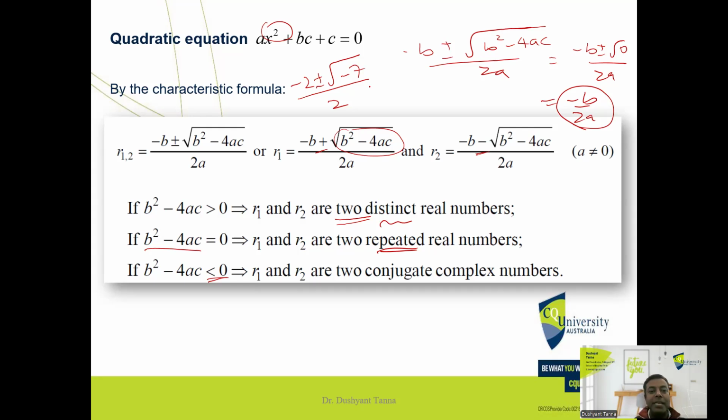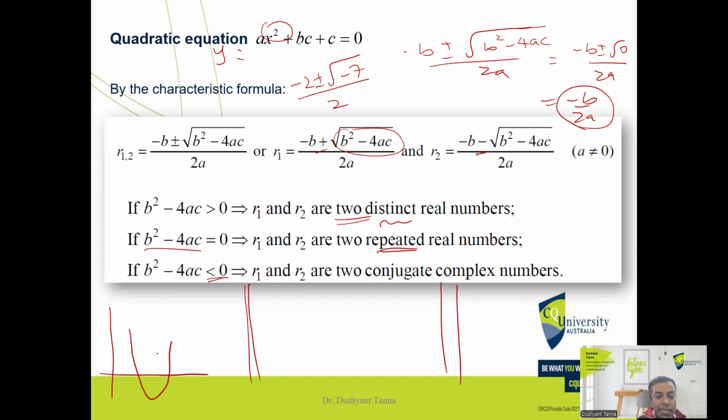How does it look in terms of a graph? A quadratic equation like this will be represented with the help of a parabola. A parabola is the shape when you throw a ball up in the air: it goes up, up, up, then goes down. A parabolic shape, a trajectory. So this is the first situation where b squared minus 4ac is greater than 0. It will cut at two points and the roots are alpha and beta, or here R1 and R2.